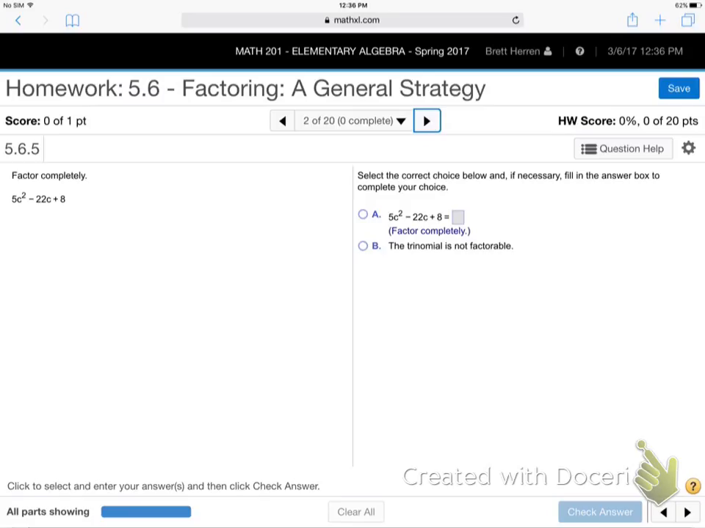All right. I'm going to put an x in there. 5x squared minus 22x plus 8. All right. See if you can factor that thing.